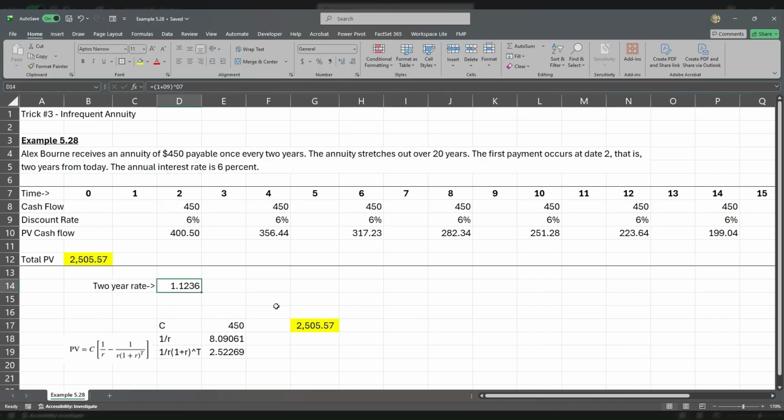Okay, so the trick to this one was just converting, if the payments are less than once per year, we need to convert the rate into its annual equivalent rate, which we can obtain basically just from the first payment here. All right, I hope you found this useful. Maybe what I'll do is put a border around this one to separate it out so we can see.